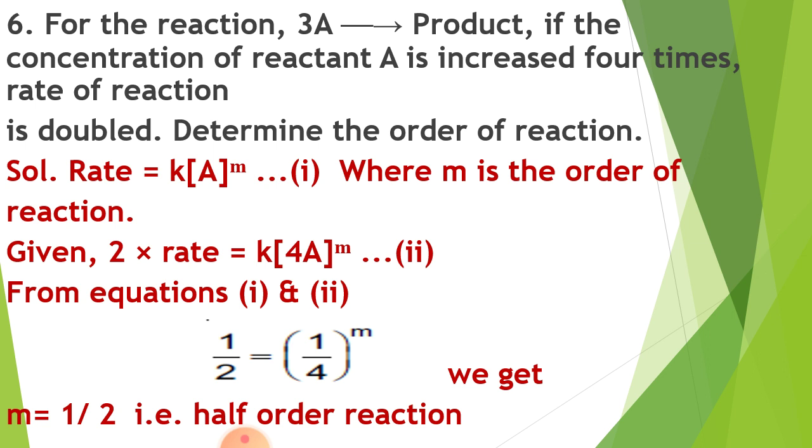So from equation number 1 and 2 we find that 1 by 2 equal to (1 by 4)^m. So that's why we get m equal to 1 by 2, that is a half order reaction. So like this you can calculate the order of reaction from this type of question.